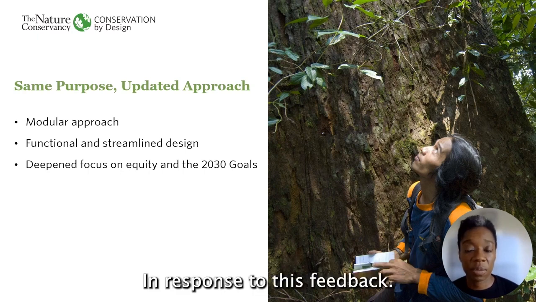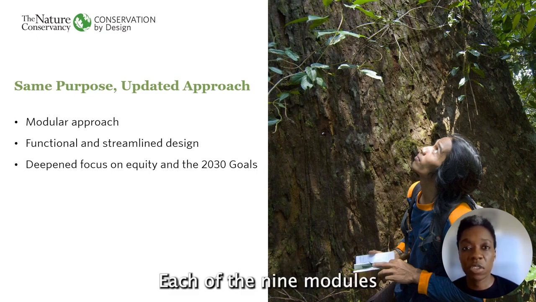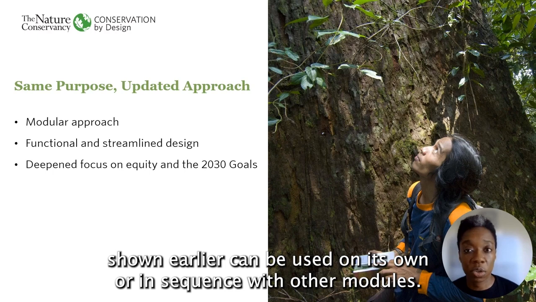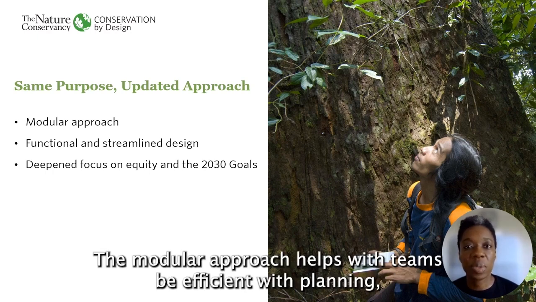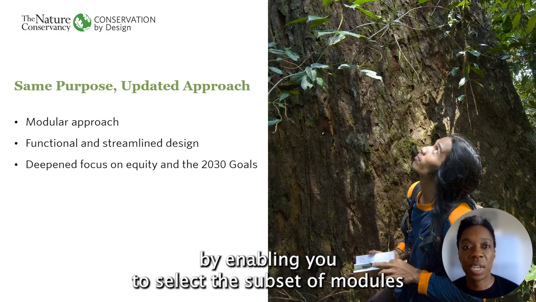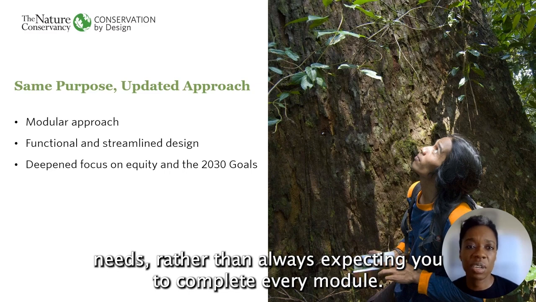In response to this feedback, we made 3 key changes. First, Conservation by Design now takes a modular approach. Each of the 9 modules shown earlier can be used on its own or in sequence with other modules. The modular approach helps your teams be efficient with planning by enabling you to select the subset of modules that are most relevant to your strategy development needs, rather than always expecting you to complete every module.